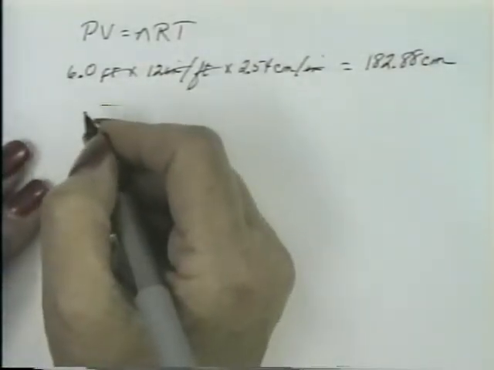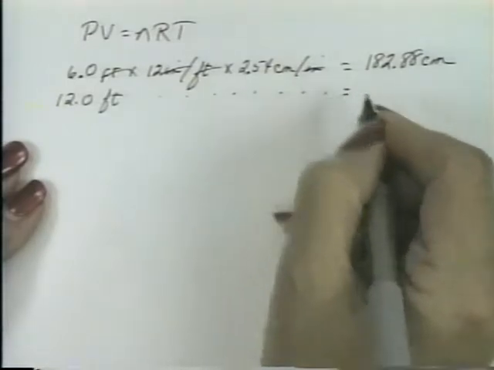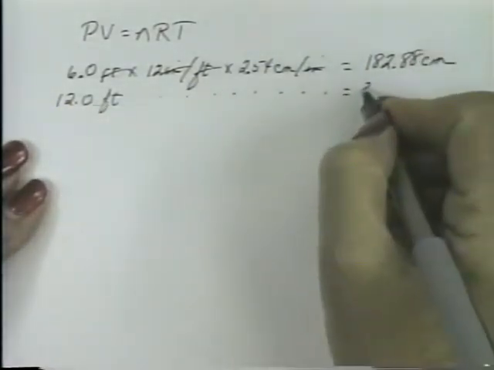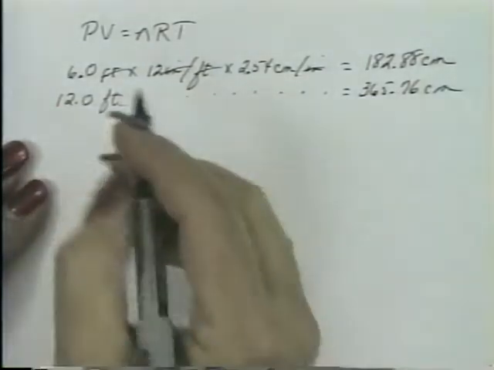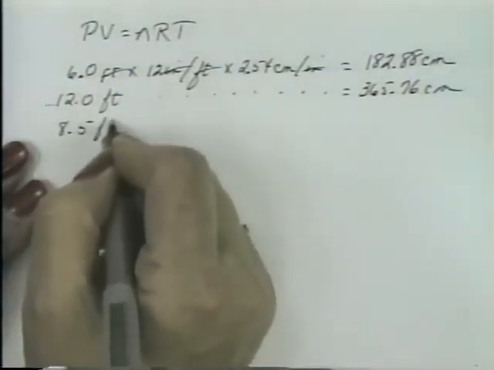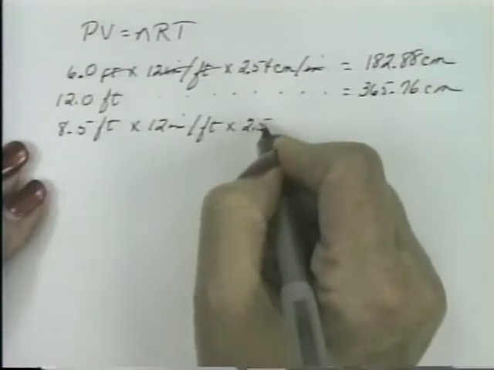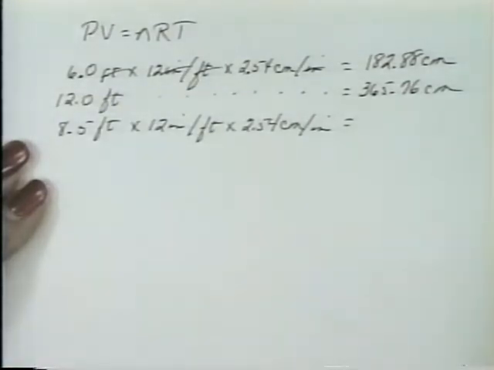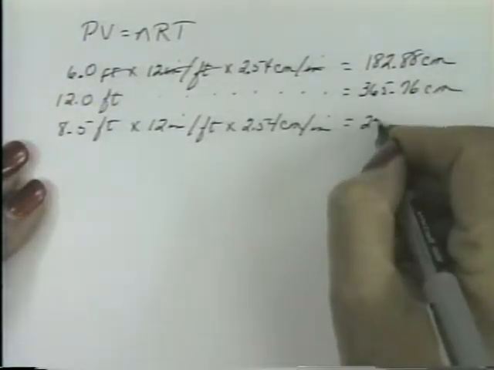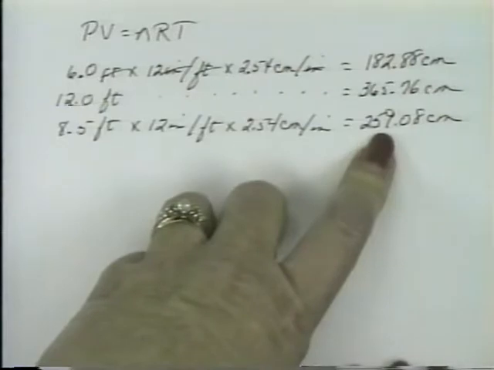Now our other side is 12 feet. Well, folks, if it's 12 feet and we do this same thing to it, then that's going to come out with twice that much. So that's 365.76 centimeters, right? Why go to all that other trouble? And if we take 8.5 feet times 12 inches per foot, times 2.54 centimeters per inch, that's going to come out to 259.08 centimeters. So if we find the product of these three, that's going to give us our volume, isn't it?